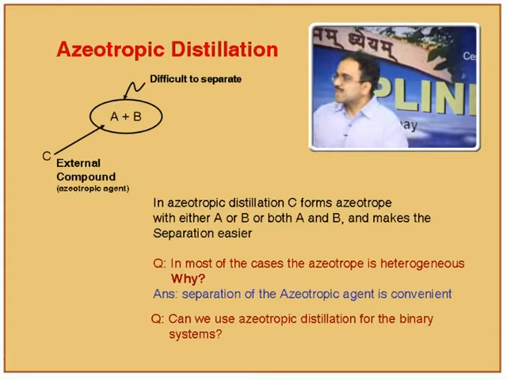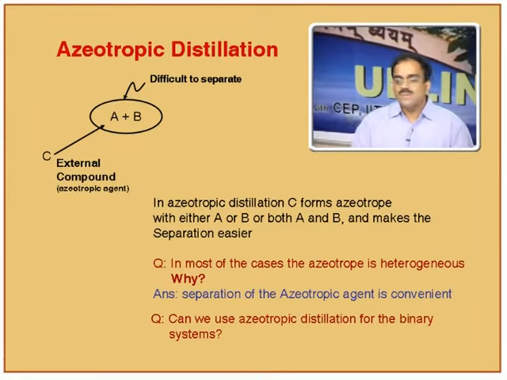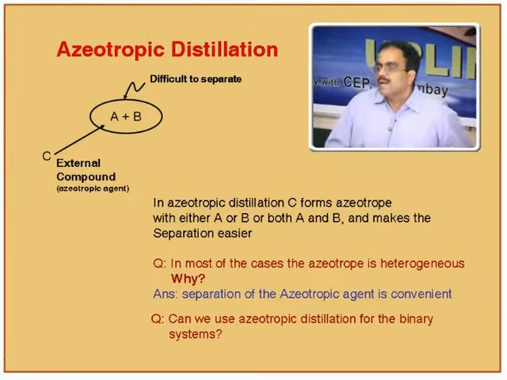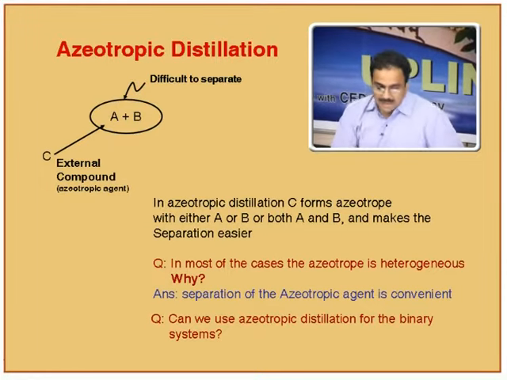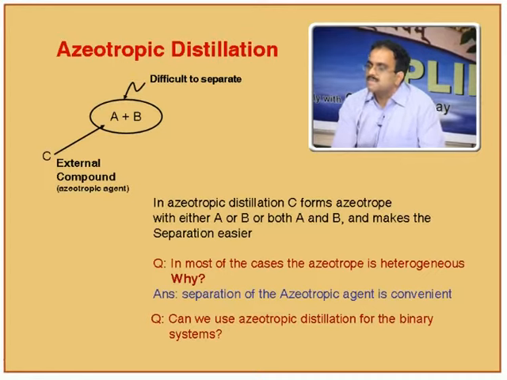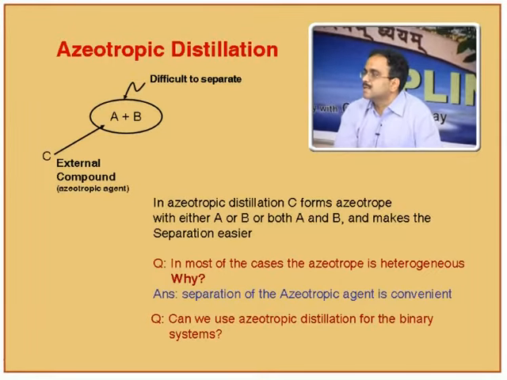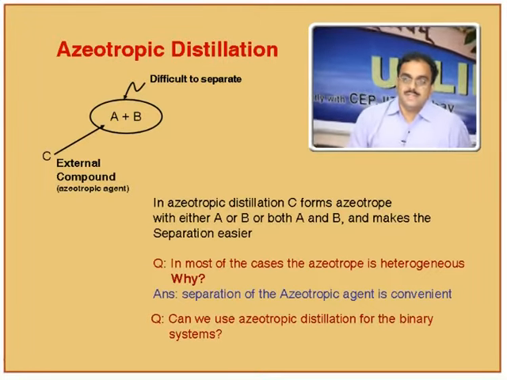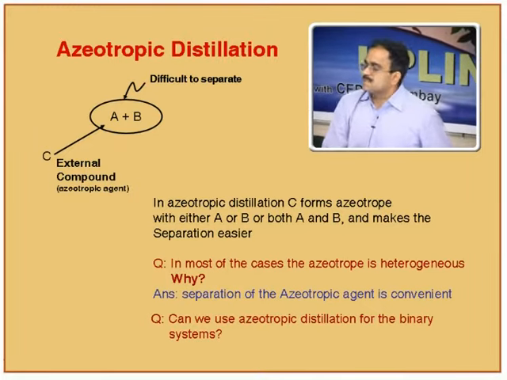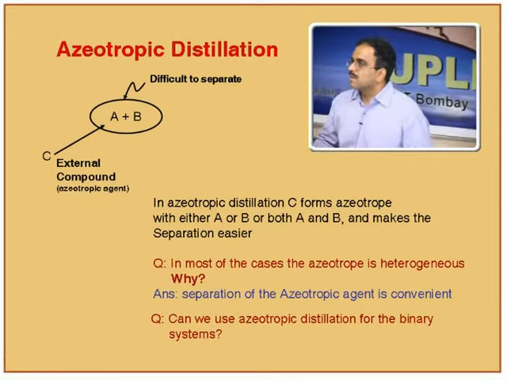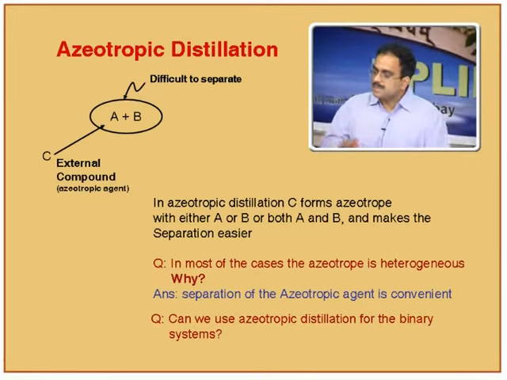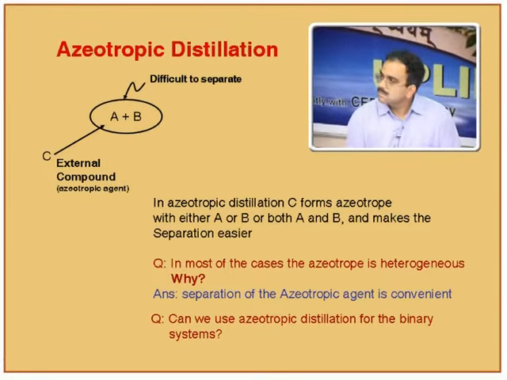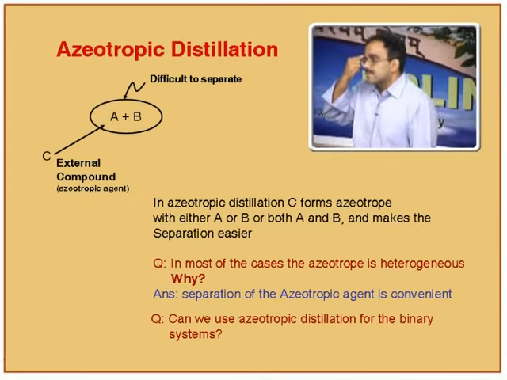Now X is your overall composition, but when I separate these layers, the compositions are different, and I can exploit this behavior of the heterogeneous azeotrope to get rid of this limitation. So in every case that is practiced in industry of azeotropic distillation, the azeotrope is heterogeneous and not homogeneous, because practically it is always easy to break this azeotrope by just phase splitting. If you separate the two layers of a heterogeneous azeotrope, you have broken the azeotrope. That means the entrainer is selected in such a way that it forms a heterogeneous azeotrope.